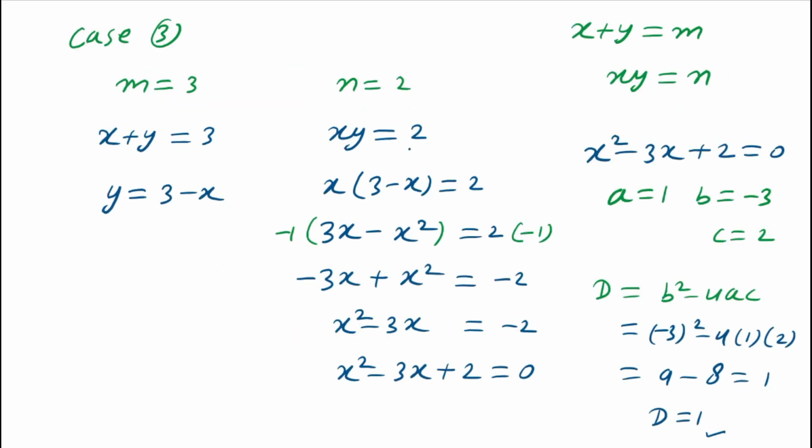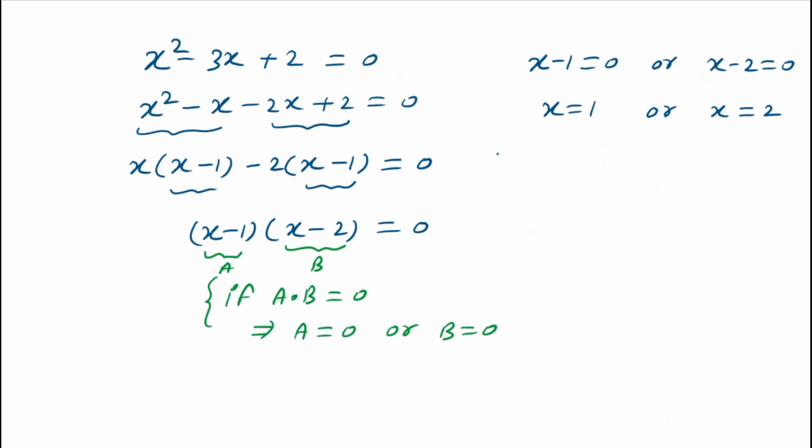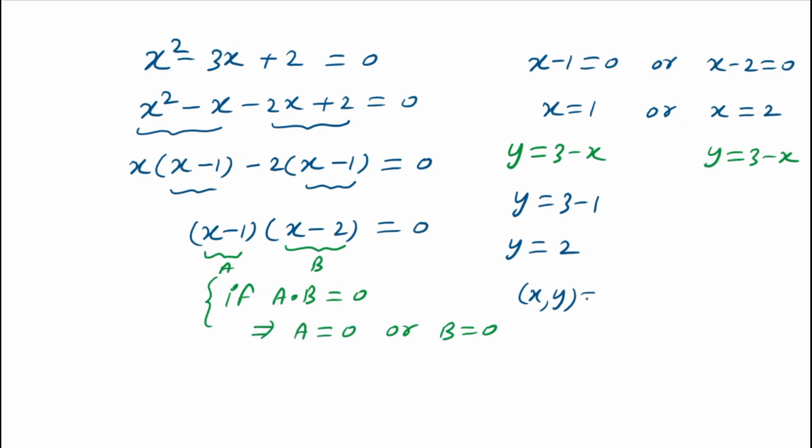And we know that x plus y equals 3, so y is equals to 3 minus x. Then y is equals to 3 minus x, where x is replaced by 1, then value of y is equals to 2. So our first solution x comma y, this is equals to value of x is 1 and value of y is 2. Now y is equals to 3 minus x, where x is 2, then value of y is equals to 1. So our second solution x comma y, this is equals to value of x is 2 and value of y is 1.